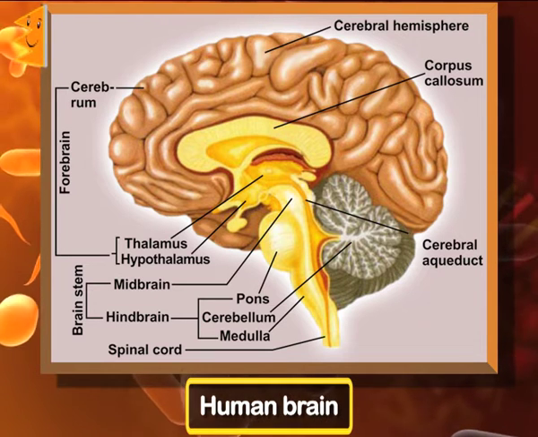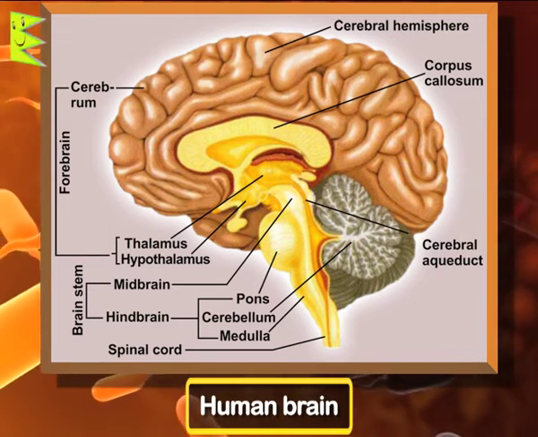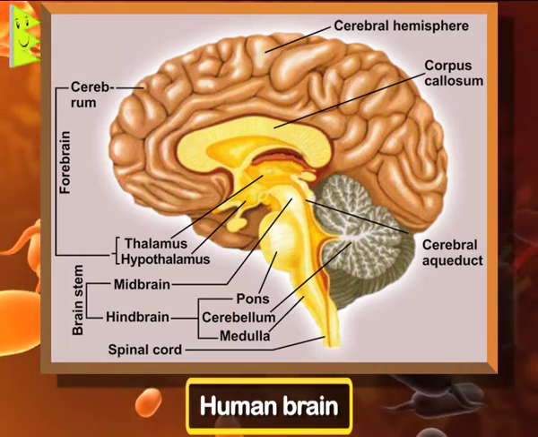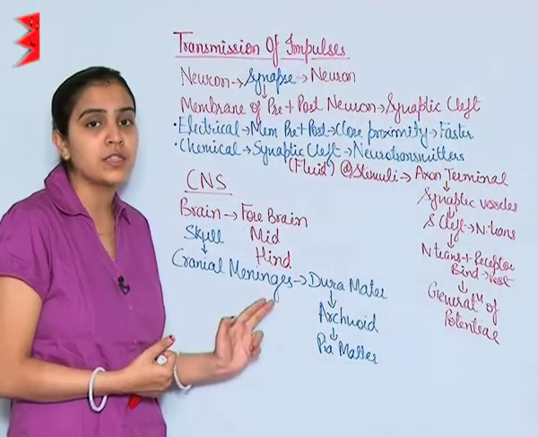The brain can further be divided into three parts: forebrain, midbrain and hindbrain. You can see the brain in this diagram and the various parts of the brain.